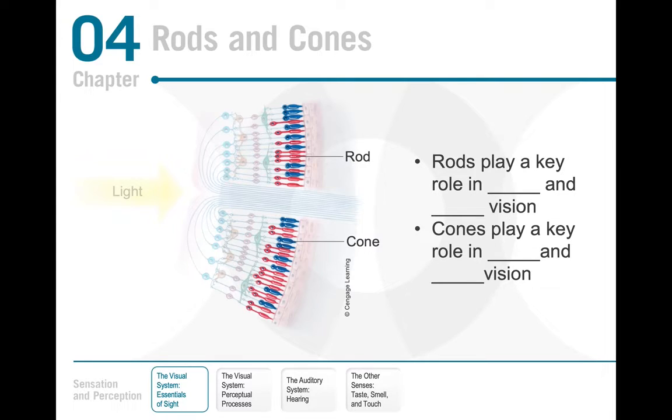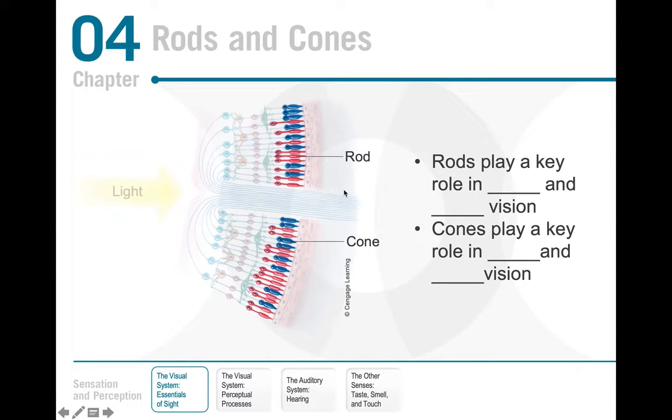Your retina contains millions of receptor cells that are sensitive to light. Think of this as the back of your eyeball. These receptors are actually located in the innermost part of your retina. So light needs to pass through several layers of cells, such as your ganglion cells, your amacrine cells, and your bipolar cells, before it gets to the receptors that actually detect it. There are two types of receptors, rods and cones.